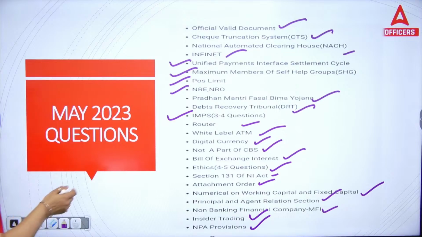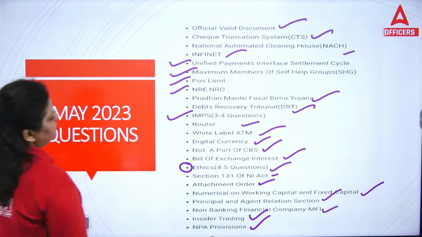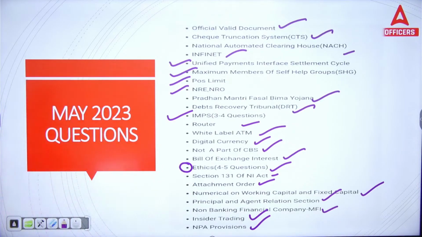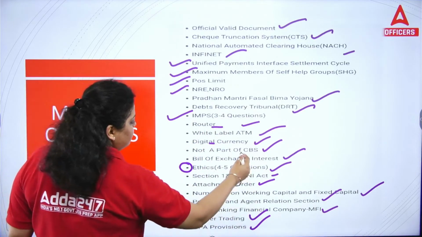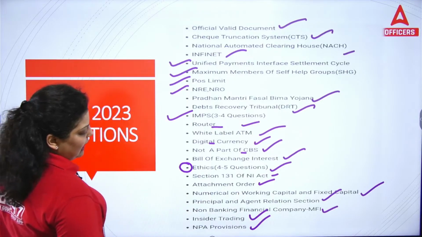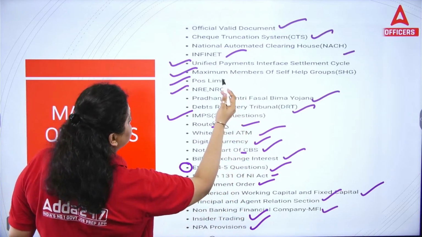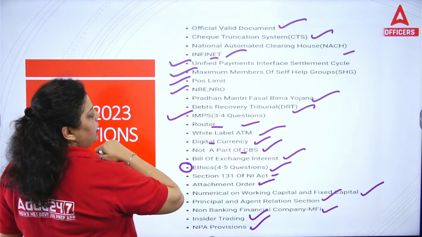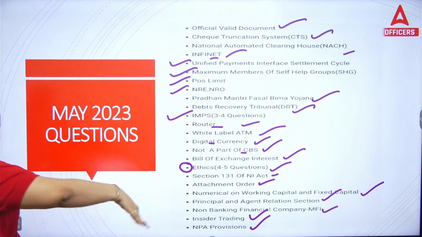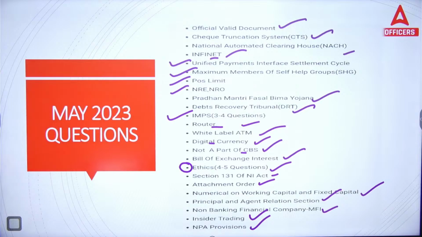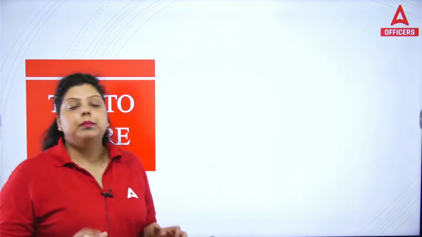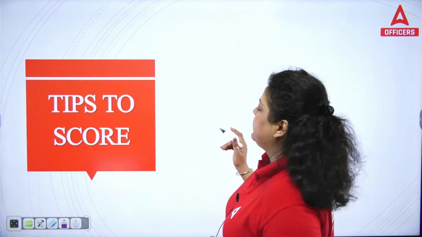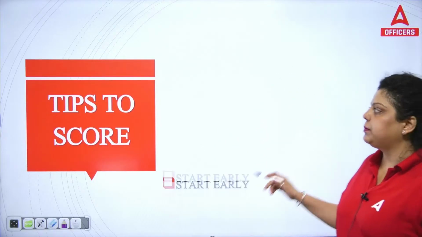So you can see here from module D, only 4 to 5 questions were there. If I talk about module C, the router was from there, the digital currency was from there, the CBS was from there. Apart from that, we have Infinet from that particular module, and the rest of the questions are from module A and B only. So you can understand easily that module A and B are very important to cover when we are going to give the PPB paper.